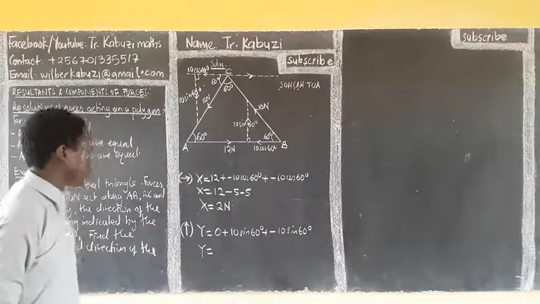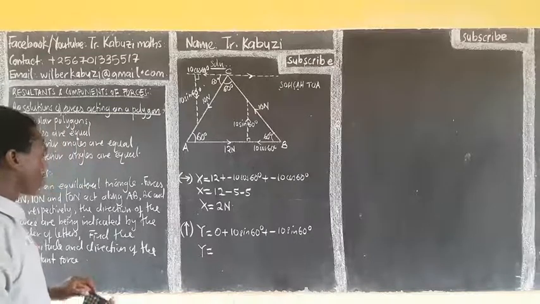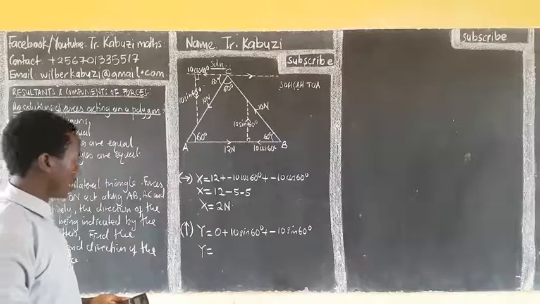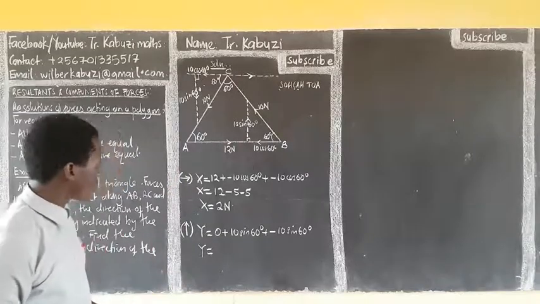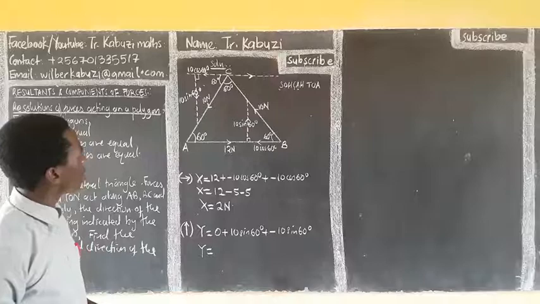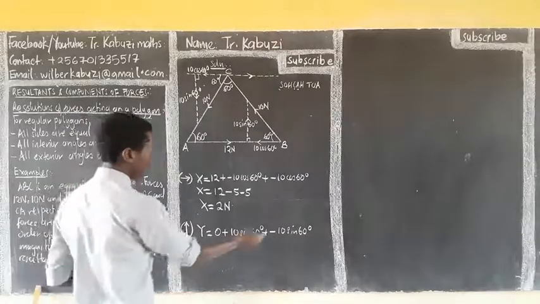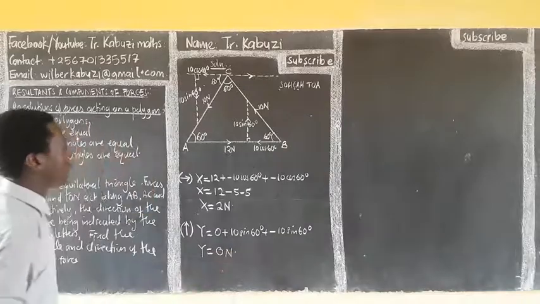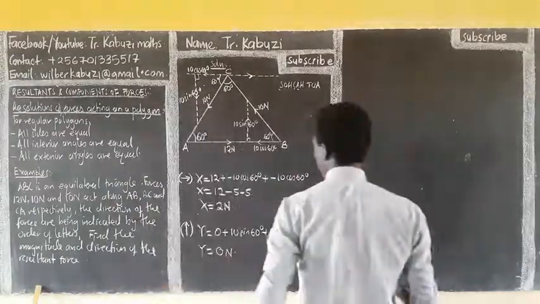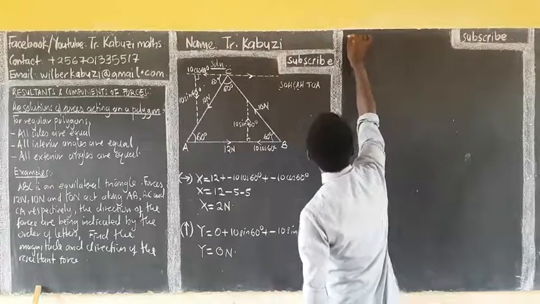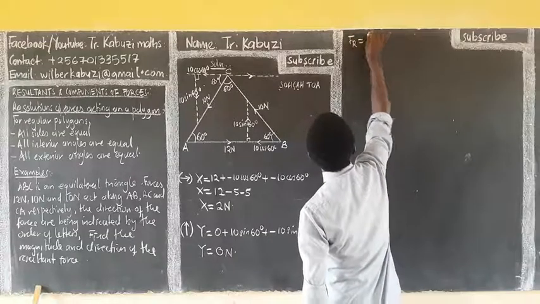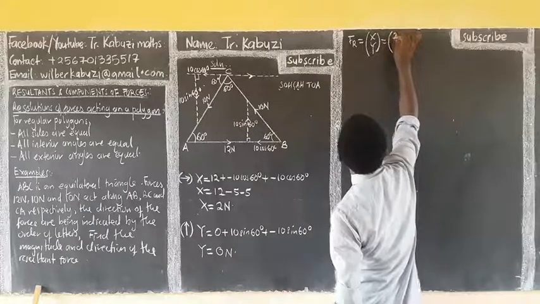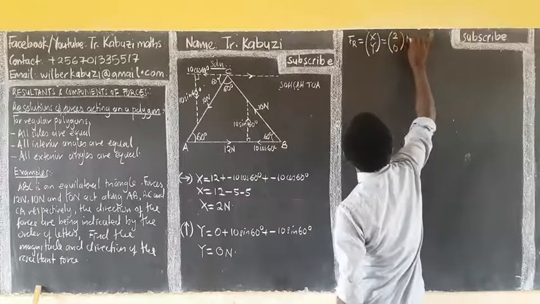What do we get? I think it's going to be 0 by now. I don't know if you see this is going to be 0, because this is the same as our other term, so it's going to be 0 newtons. Therefore, our resultant force, Fr, is equal to x, y, our x is 2, then 0 newtons.